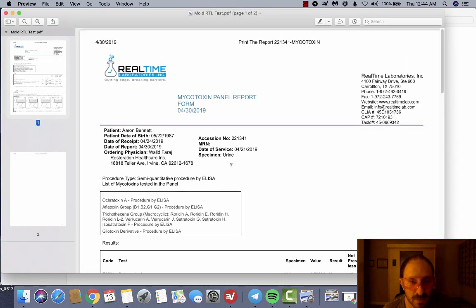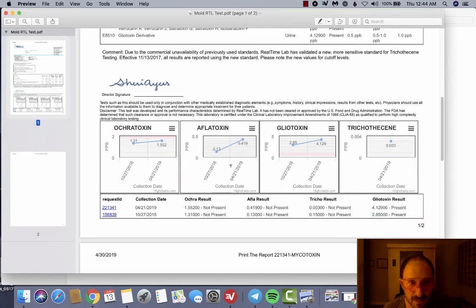So mold, I do have mold in my body. This came back a few years ago. I did one in October of 2016, and you can see here's the 2016. Everything went up. Ochratoxin went up, aflatoxin, I guess this one stayed the same, or it wasn't tested then. I'm not quite sure. Why didn't they? I don't know why they didn't have it. Anyway, it's still technically not present for ochratoxin and aflatoxin, but gliotoxin is obviously very, very present.